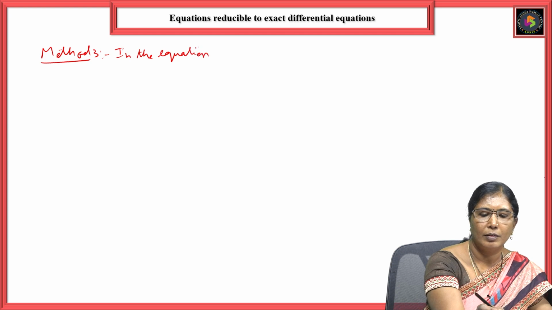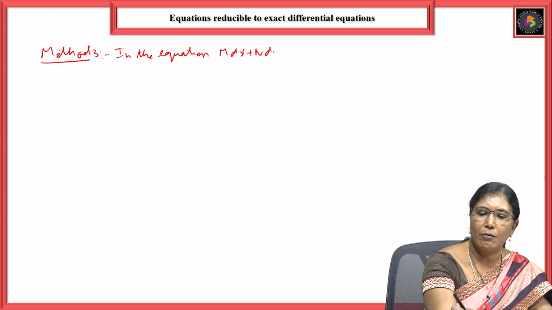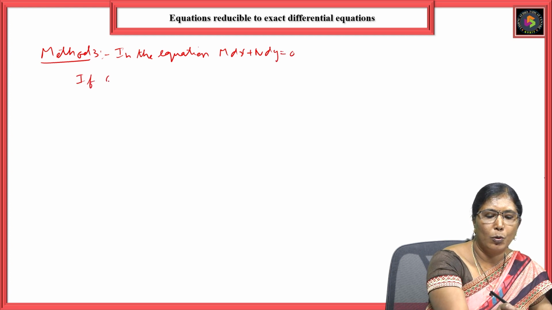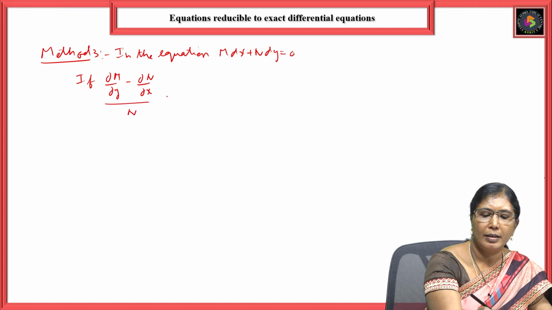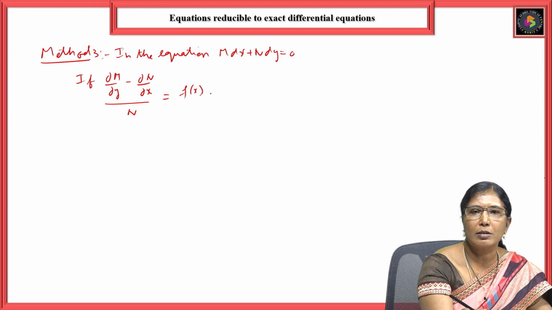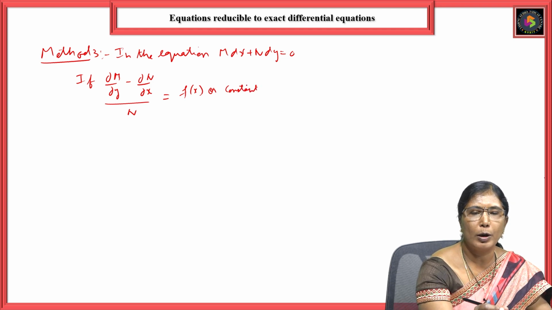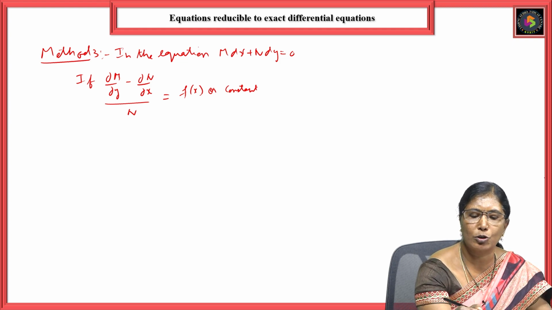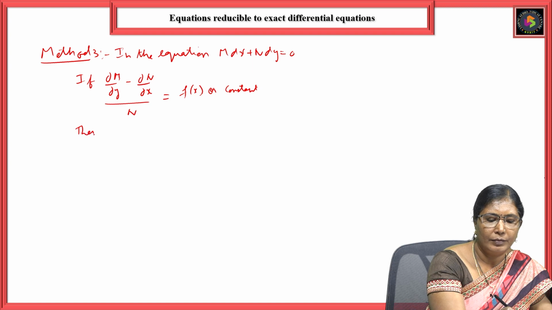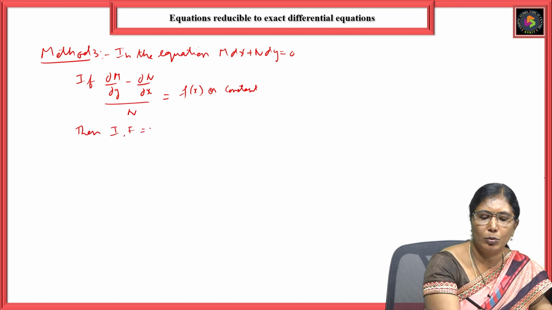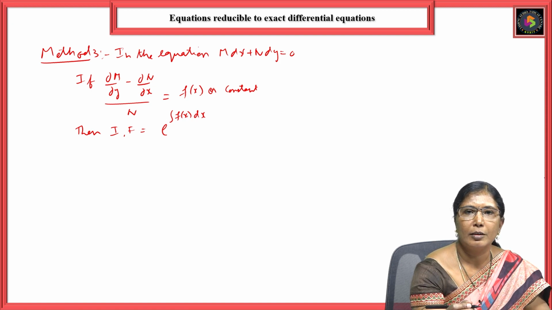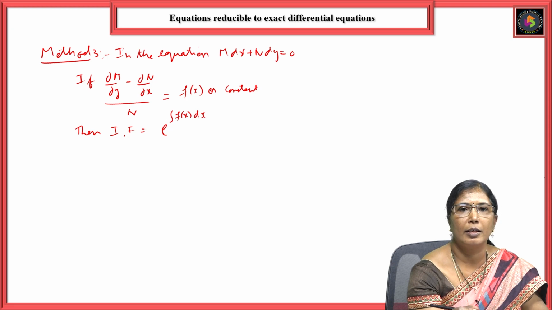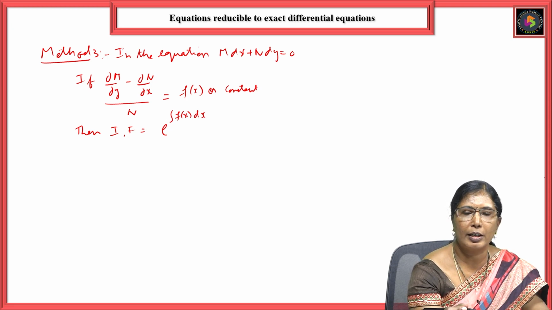In the equation M dx plus N dy is equal to 0, if (∂M/∂y minus ∂N/∂x) by N is equal to f of x, that is, a function of only x or constant, then the integrating factor is equal to e to the power of integration f of x dx. So if you multiply the non-exact differential equation by this integrating factor, the equation reduces to an exact differential equation. So let us take one example.